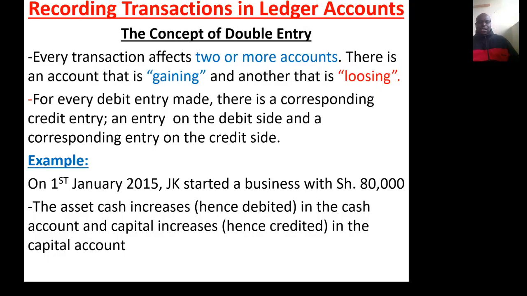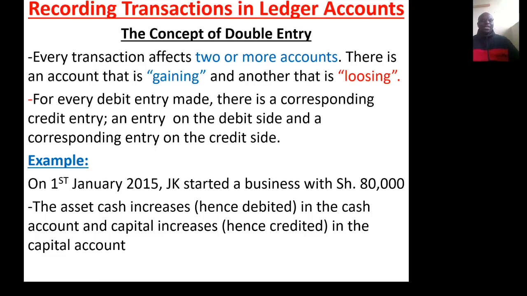If we look at this transaction example, on 1st January 2015, KK Traders started business with 80,000 shillings cash. So there is cash involved and we are injecting money in the business. So there is another account known as capital account. So a transaction affects two or more accounts. We have seen an example with that. So there is an account that is gaining and another account that is losing.